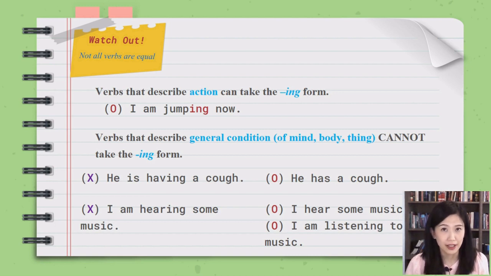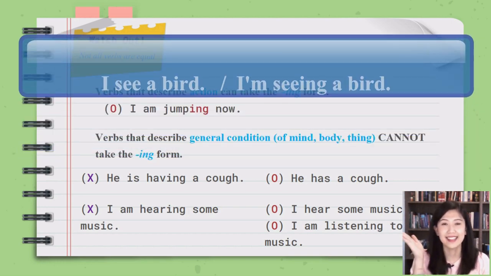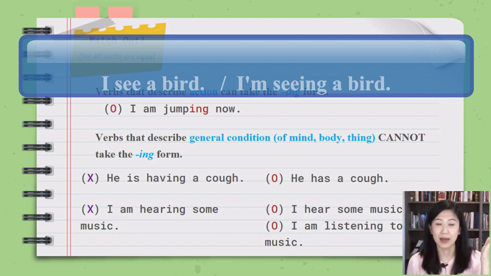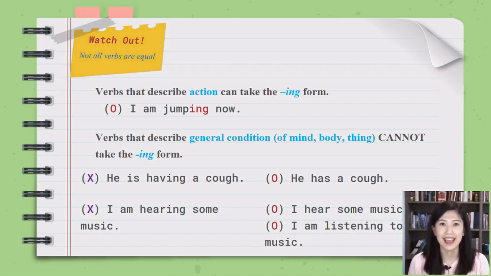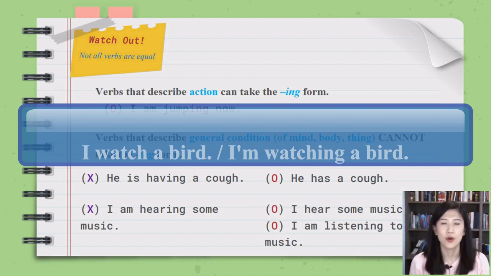But when we are not talking about the general condition, but a focused, intentional idea, then we can use the ing form. That's why we can say, I am listening to some music. Let's try. I have 2 more sentences for you. Do you say, I see a bird, or I am seeing a bird? Next, do you say, I watch a bird, or I am watching a bird?